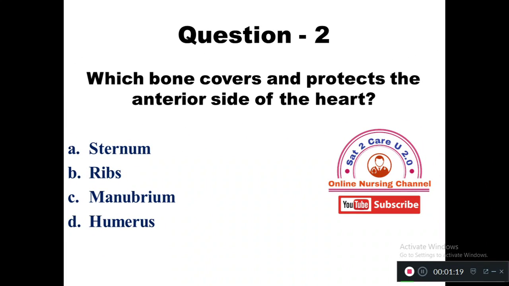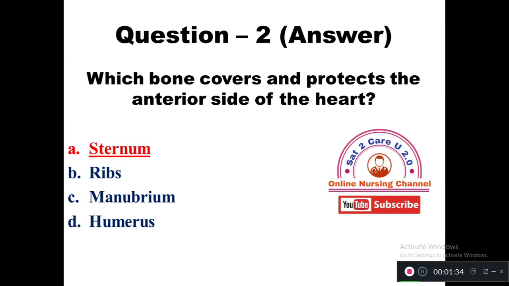Question number 2. Which bone covers and protects the anterior side of the heart? A. Sternum, B. Ribs, C. Manubrium, D. Humerus. So the anterior part of the heart is protected by a bone called the breastbone, or it is called the sternum. Option A is right.